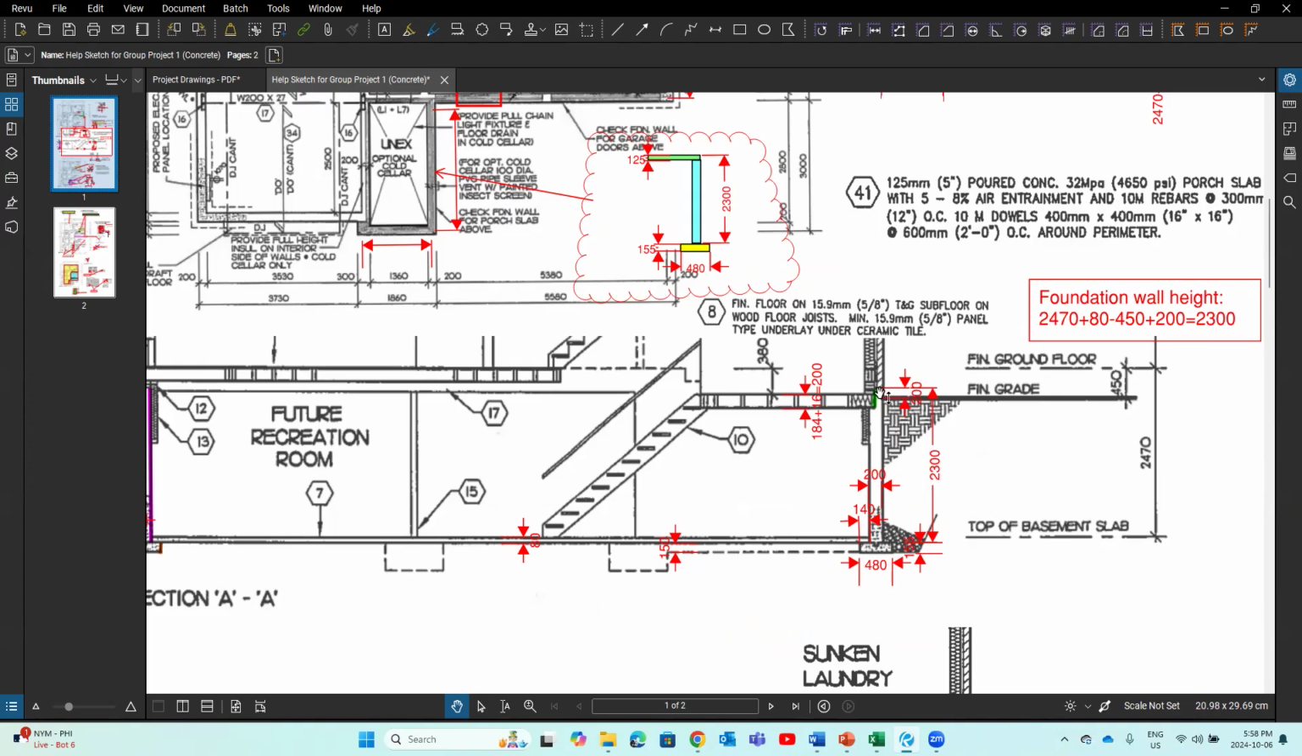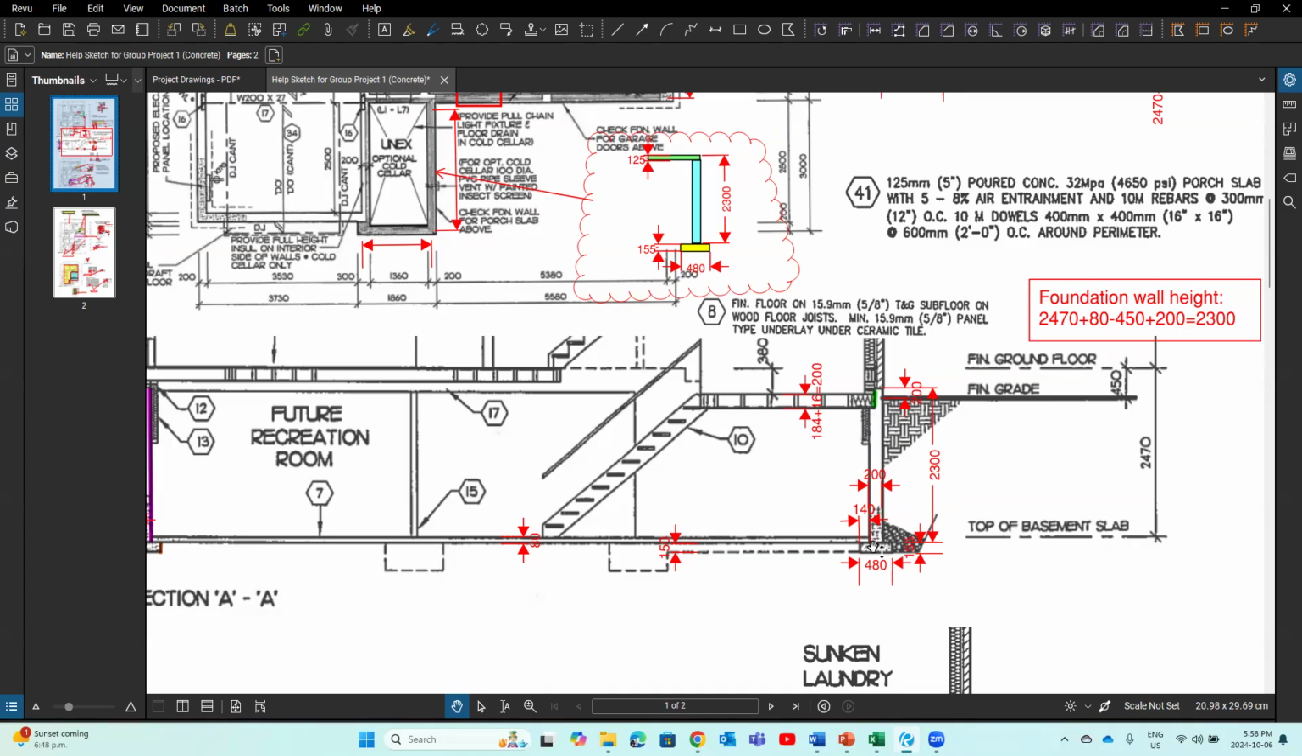I give to you this dimension. We get top of the foundation wall to the top of the concrete slab, right? Now we need to add 80 millimeter. We would get this dimension, right? If I do that calculation, I will get the depth of the foundation wall. For basement, it's 2,300. That's how I get this 2,300.